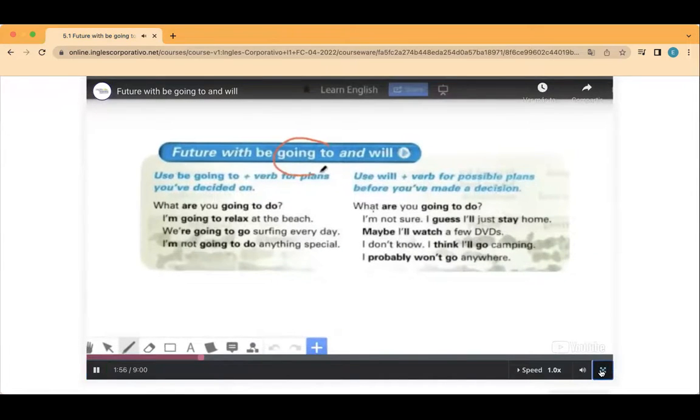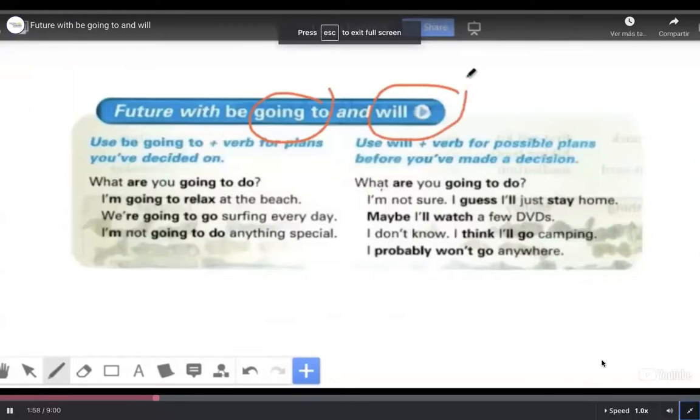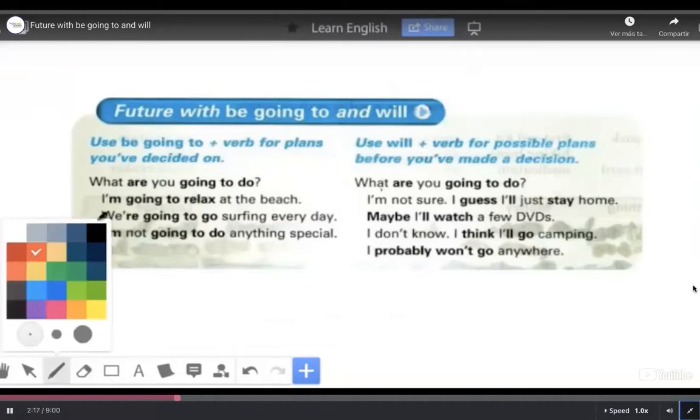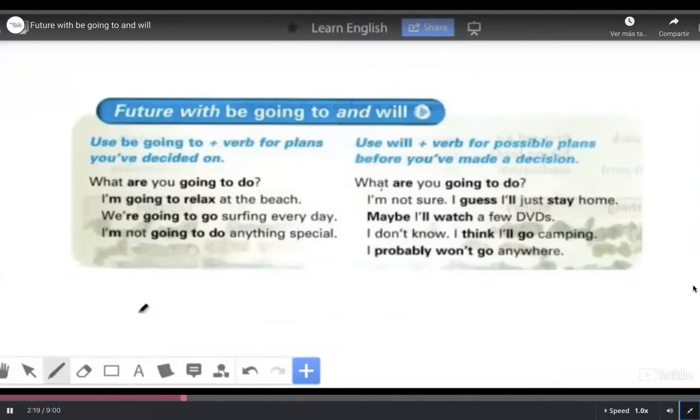Plans using going to and will. Now for the main part, both of those are quite similar when you express future plans, when you express things about the future. But what we're going to learn in this class is that we're going to use be going to whenever you talk about something that you've decided on. That's the key here. Something that you've decided on, we're going to use be going to.